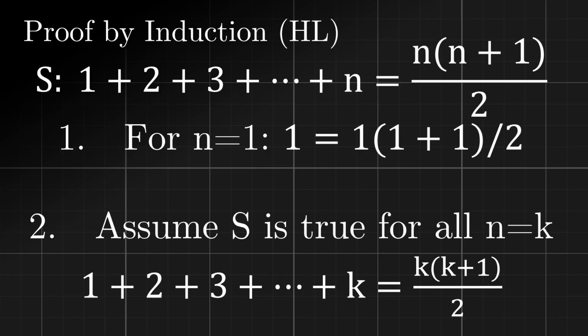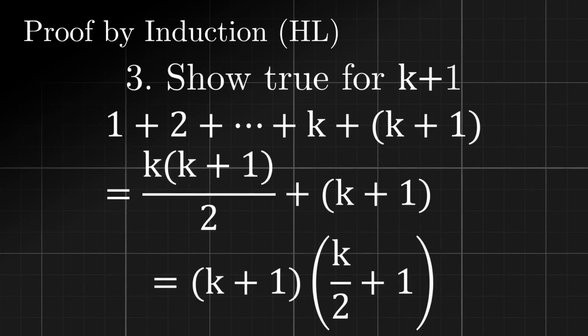This is the clever part. You don't prove that you can reach step k plus 1 directly. Instead, you prove something conditional. If you can reach some arbitrary step, let's call it step k, then you can definitely reach the next step, step k plus 1. You assume our original statement, which we're trying to prove, is true for some n equals k. This is called the inductive hypothesis. And you use that assumption to prove the statement is true for n equals k plus 1.